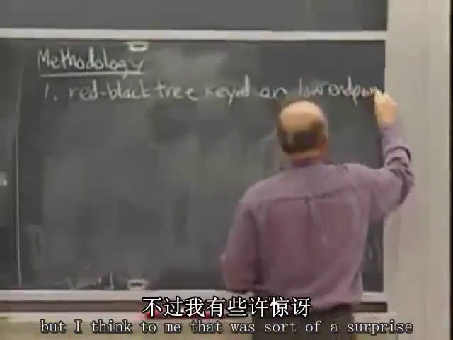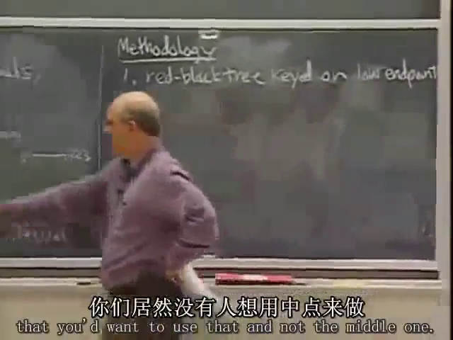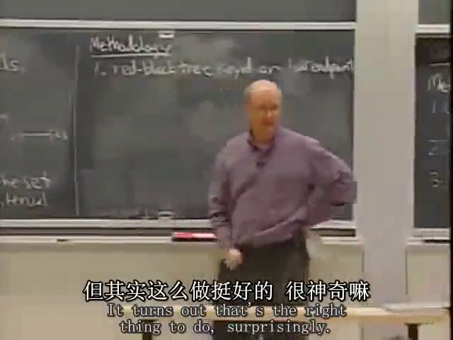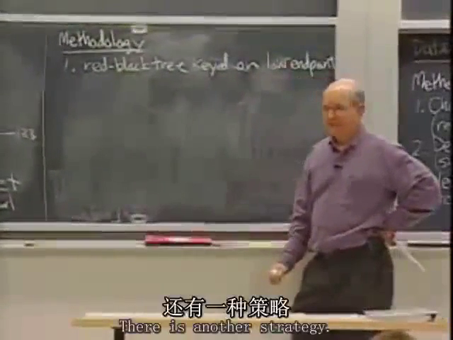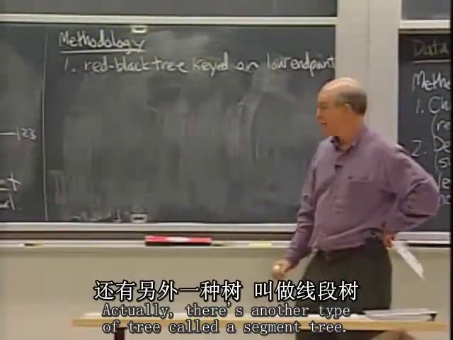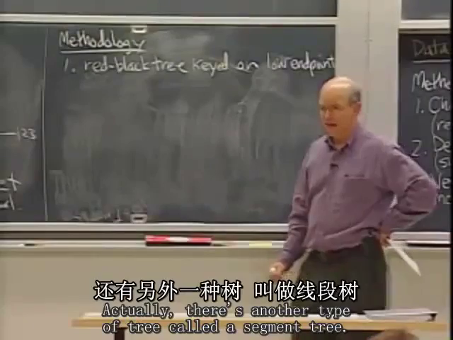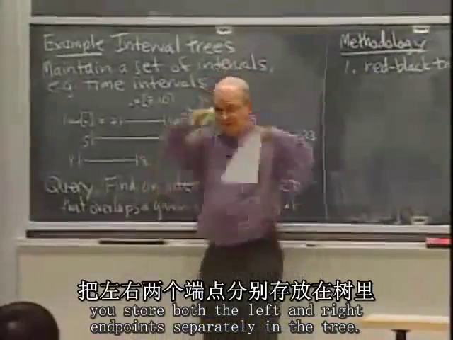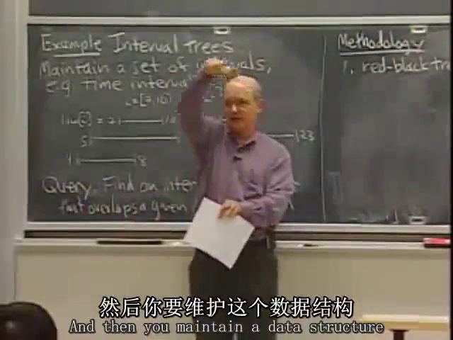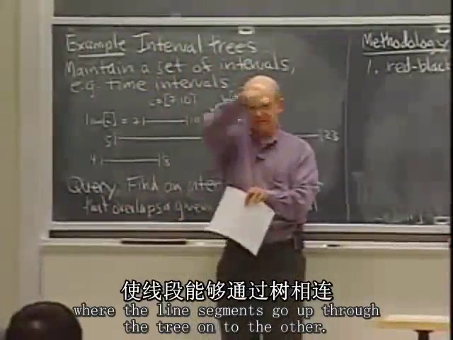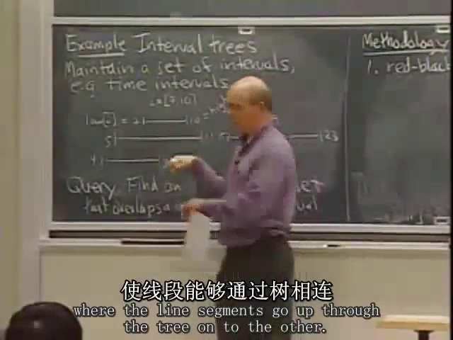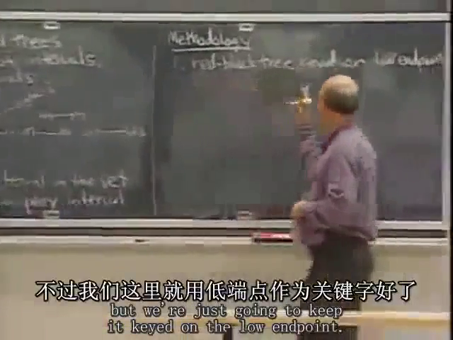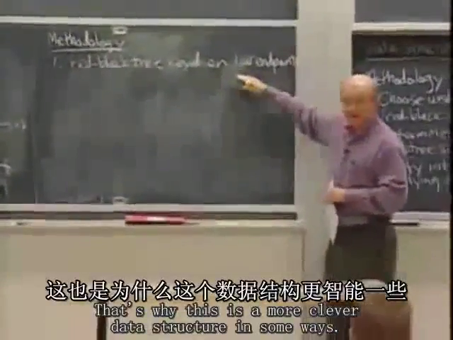To me that was sort of a surprise, that you want to use that and not the middle one, because you're favoring one endpoint over the other. It turns out that's the right thing to do, surprisingly. There's another type of tree called a segment tree, where you store both the left and right endpoints separately in the tree, and then you maintain a data structure where the line segments go up through the tree, one to the other. There are lots of things you can do, but we're just going to keep it keyed on the low endpoint. That's why this is a more clever data structure in some ways.